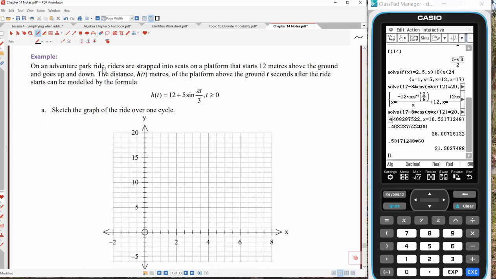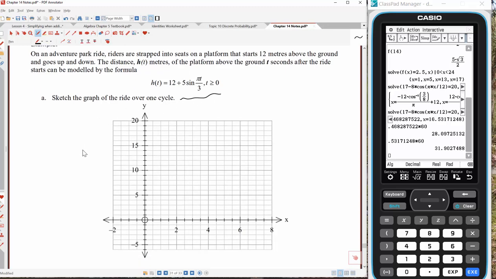On an adventure park ride, riders are strapped into the seats on a platform that starts 12 metres above the ground and goes up and down. The distance h of t metres on the platform above the ground t seconds after the ride starts can be modelled by this. So sketch the graph of the ride over one cycle. Sure.